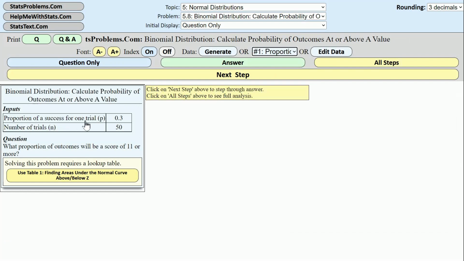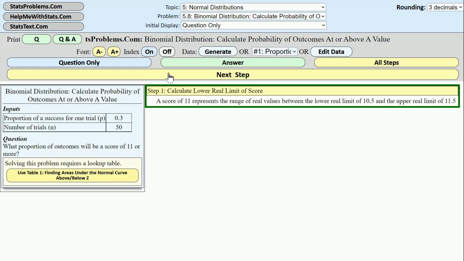Proportion of a success for one trial, p, is 0.3. Number of trials, n, is 50. What proportion of outcomes will be a score of 11 or more? Let's step through the solution by clicking on the Next Step button.